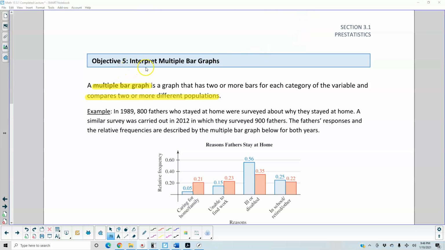Objective 5. Interpret multiple bar graphs. A multiple bar graph is a graph that has two or more bars for each category of the variable and compares two or more different populations. For example, in 1989, 800 fathers who stayed at home were surveyed about why they stayed at home. A similar survey was carried out in 2012, in which they surveyed 900 fathers. The fathers' responses and the relative frequencies are described by the multiple bar graph below for both years.